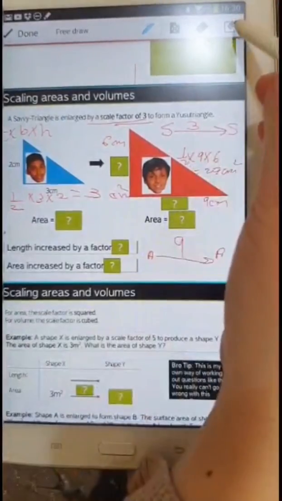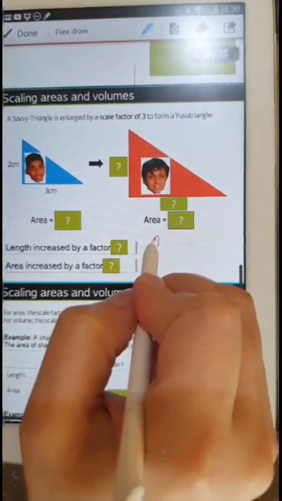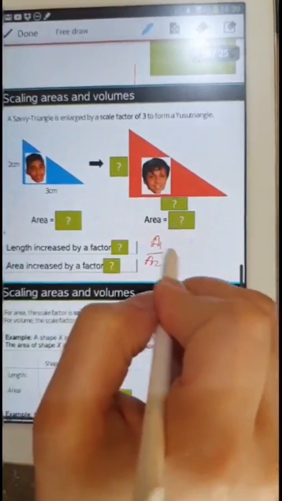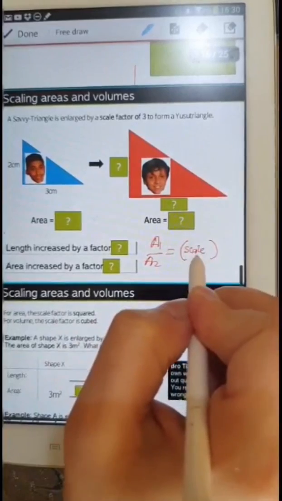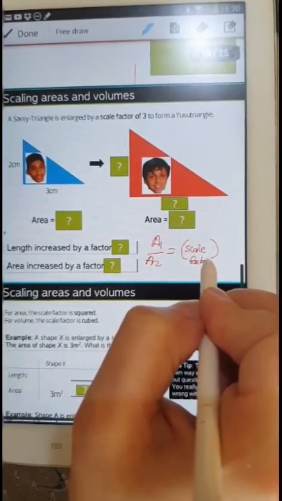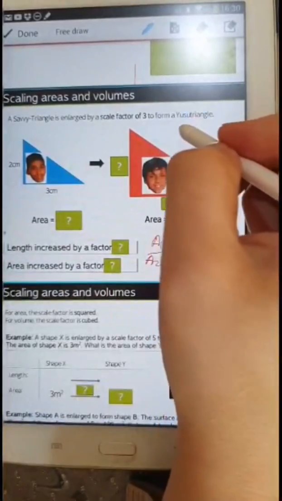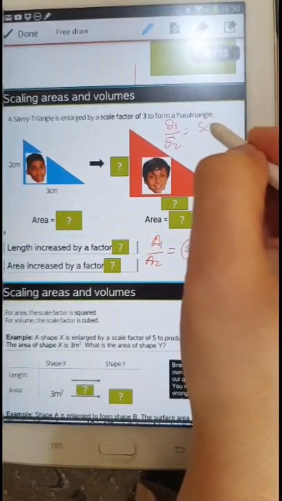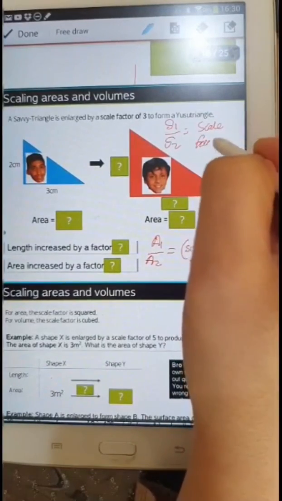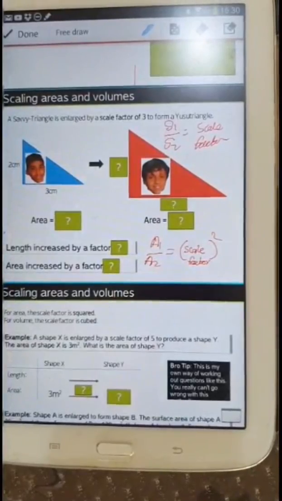This means if I want to find area 1 over area 2, I'm going to put the scale factor to the power of 2. Did you get it? But if I want to compare side 1 over side 2, I want to keep the scale factor as it is. Okay, so this is the first part of our lesson.